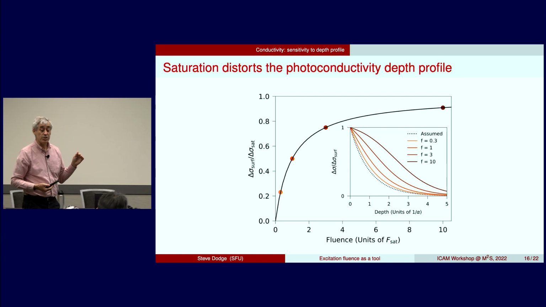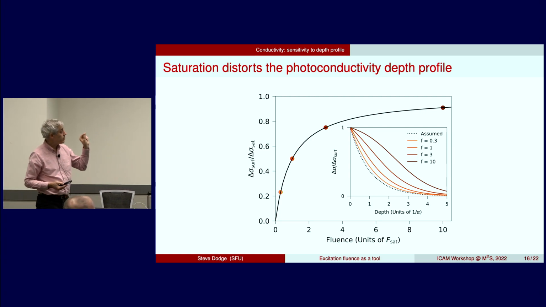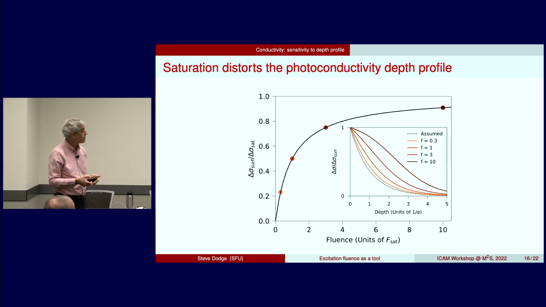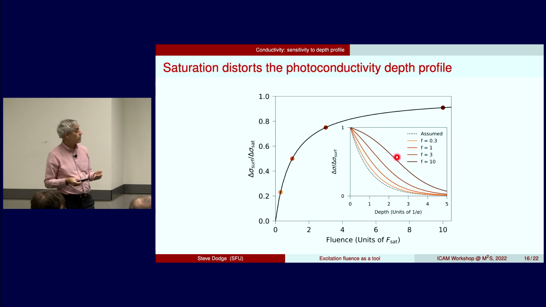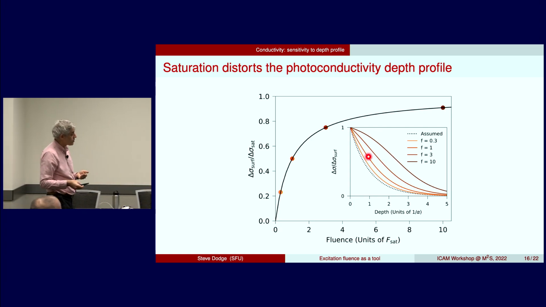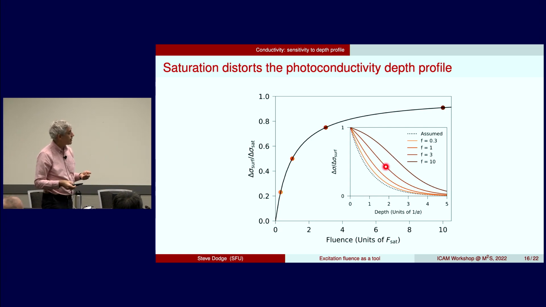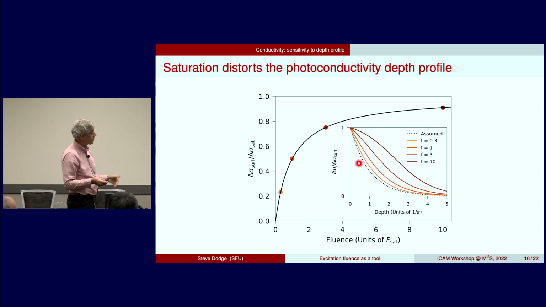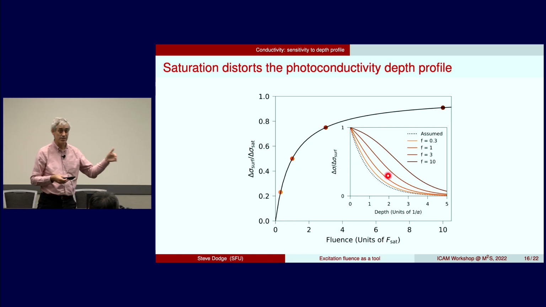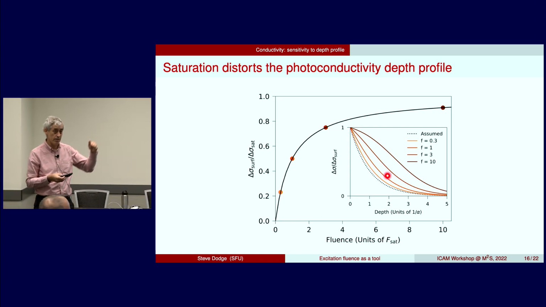And this is an issue because when you think about what happens when you saturate the medium locally, you're distorting the depth profile. And so if you're assuming an exponential decay, then as it saturates, the effective thickness of your medium increases logarithmically. Logarithmically because it's an exponential decay into the medium and you're saturating with linear fluence.